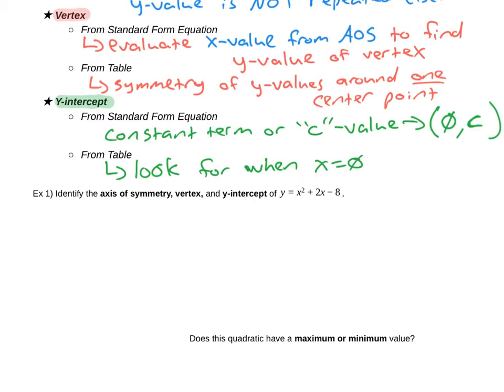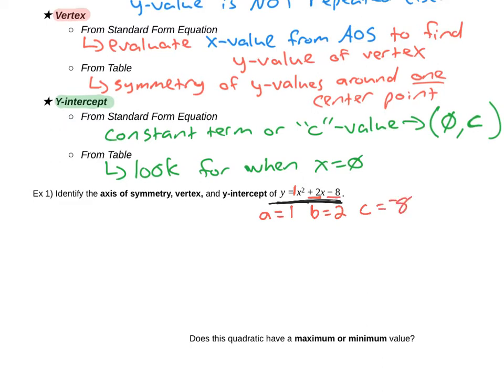Since I'm already in standard form over here, I could go ahead and identify what A, B, and C are, the numbers for A, B, and C. Let's make a list. A is what? 1. The coefficient in front of x squared is that invisible 1 right there. So A is 1. B is 2. And C is -8.